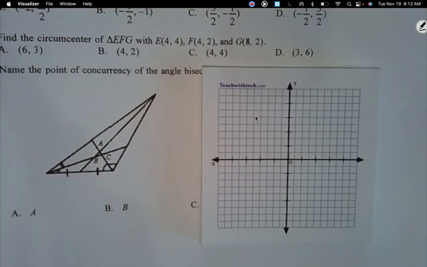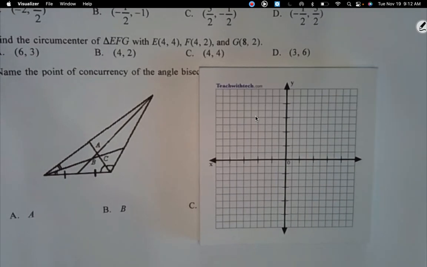Okay, it says we've got 4, 4, 4, 2. 1, 2, 3, 4. 4, 4, over 4 and up 2, and 8, 2, over 8 and up 2. So here's my little right triangle, and it should be, and I'll double check, a right triangle tomorrow as well.